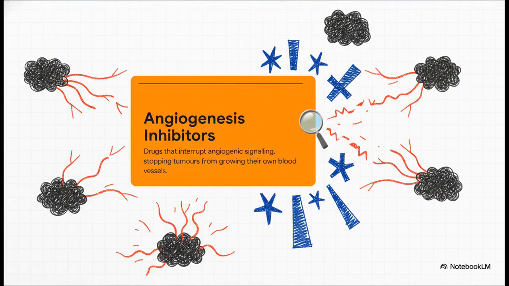First up in this category, we have angiogenesis inhibitors. The concept is actually very simple and very clever. For a tumor to grow beyond a tiny little speck, it needs its own blood supply. It needs to build blood vessels. So what do these drugs do? They stop the tumor from building new blood vessels. You're basically cutting off the enemy's supply lines, starving it of nutrients and oxygen.